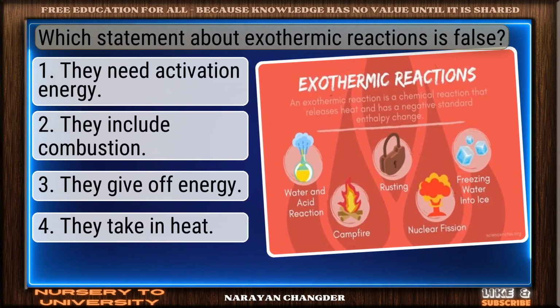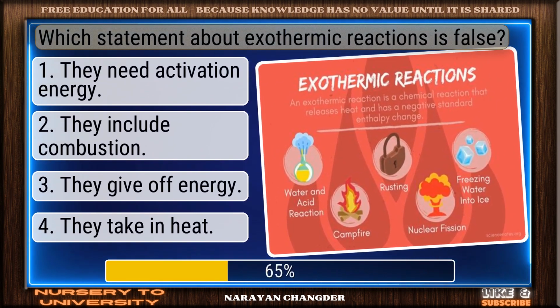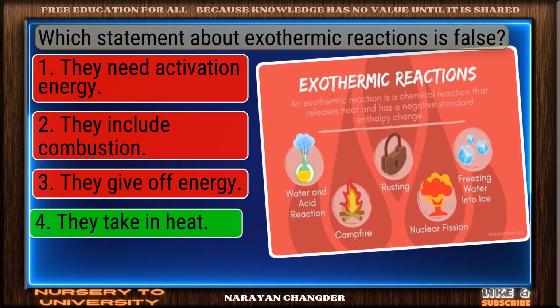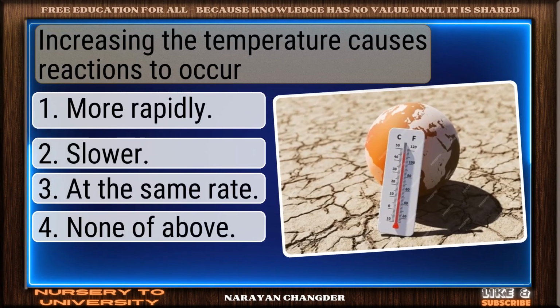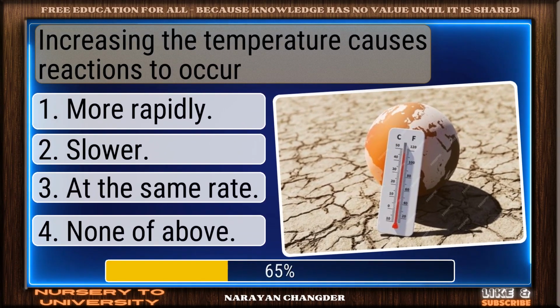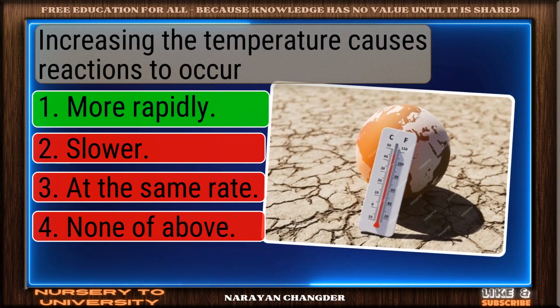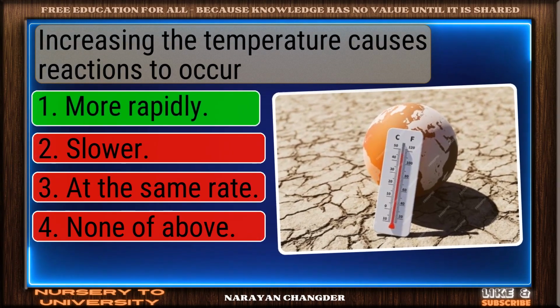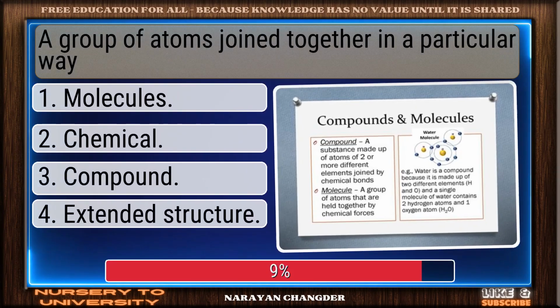Which statement about exothermic reactions is false? Good job. Your answer, they take in heat, works well here. Increasing the temperature causes reactions to occur. Smart move. More rapidly is an accurate answer. A group of atoms join together in a particular way.